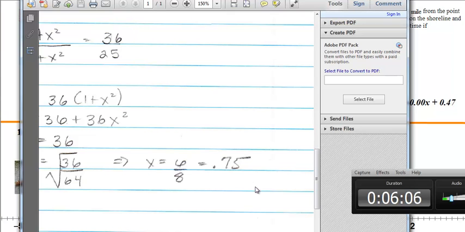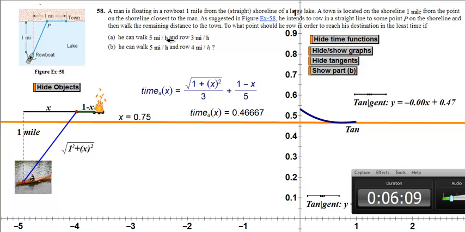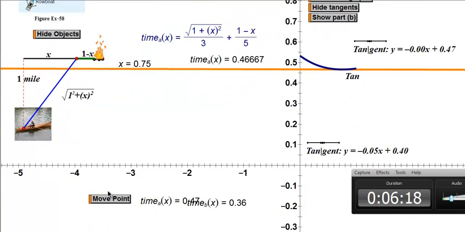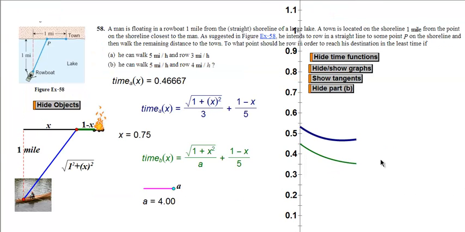Now, that's the answer. But let's go back here and look at part B. Suppose that he can walk 5 miles per hour, but row 4 miles per hour. Now part B asks us an interesting question. It's saying, suppose now that we increase how fast he can row. So is that going to make a difference? Again, we do the exact same thing, except here, instead of dividing by 3, I'm just dividing by a, where a is 4, or I could make it any amount I wanted to. This is one of the cool things about Sketchpad, you can play around with this.